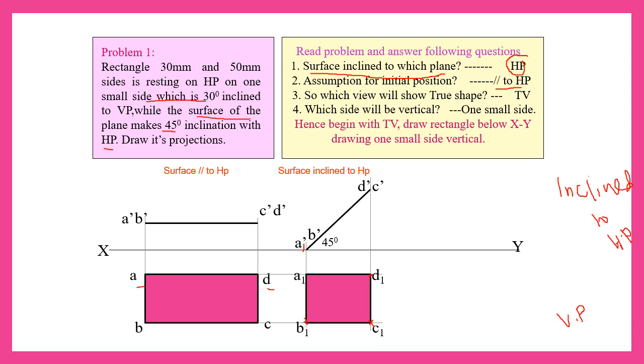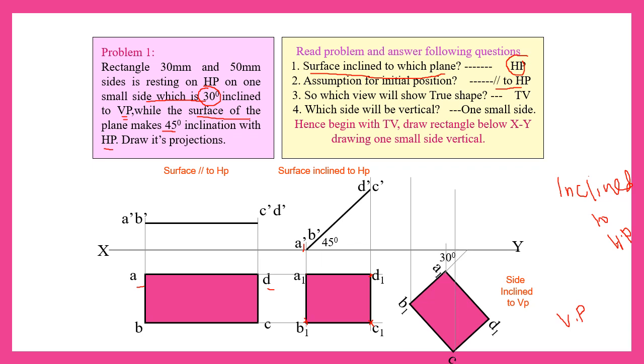Now we are going to tilt the side. The side is inclined 30 degree to which plane? It is inclined to VP. If the inclination is given with respect to VP, you will see it in the top view. So you are going to tilt this A1, B1, C1, D1 rectangle by 30 degree. Now the rectangle is tilted 30 degree. This is the side inclination. A1, B1, C1, D1 is tilted.